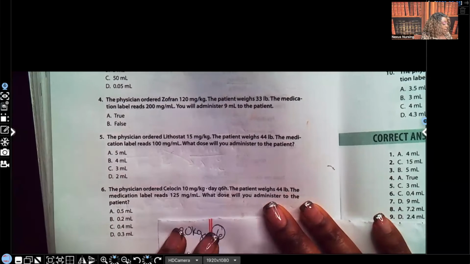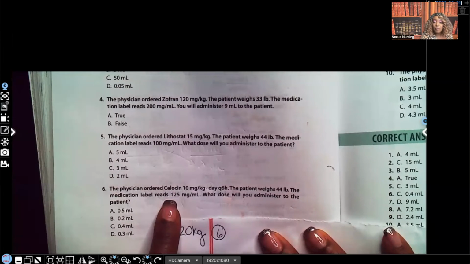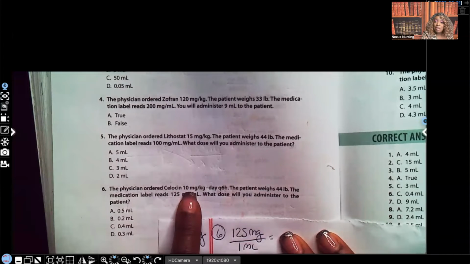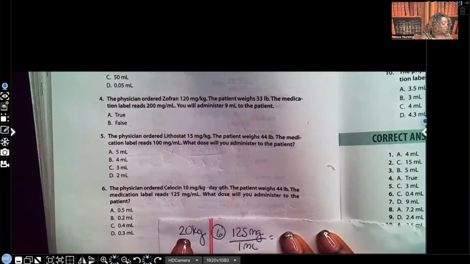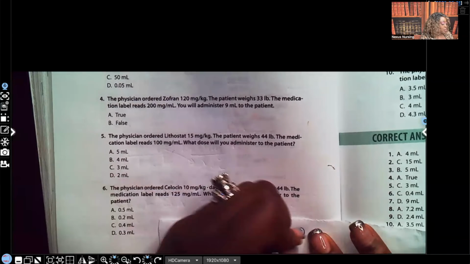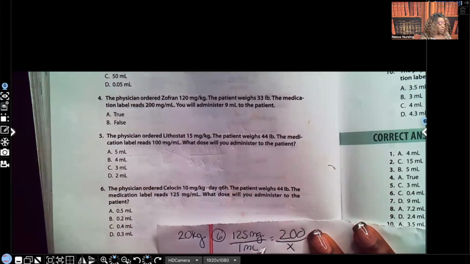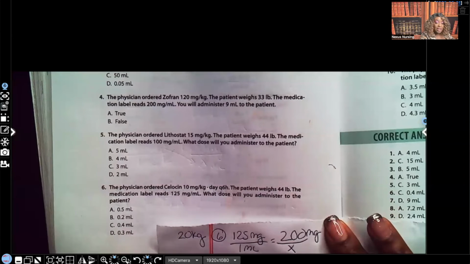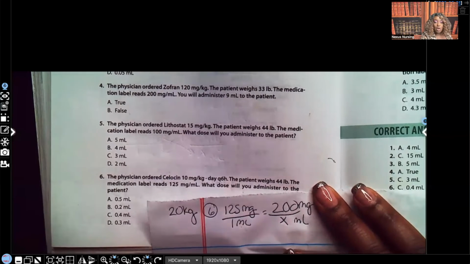All right. Next, we're going to look at what we have, which is our label. It's 125 per 1 ml. Let's write it down. 125 milligrams per 1 ml. And that equals, let's go to what's ordered, 10 milligrams per kilogram, and our kid weighs 20 kilograms. So you're going to do 10 times 20. What does that give you? 200 over X. Remember, we have to have our units. This is milligram, so this over here has to be milligram. And this is milliliters, so this has to be milliliters. Okay, great.